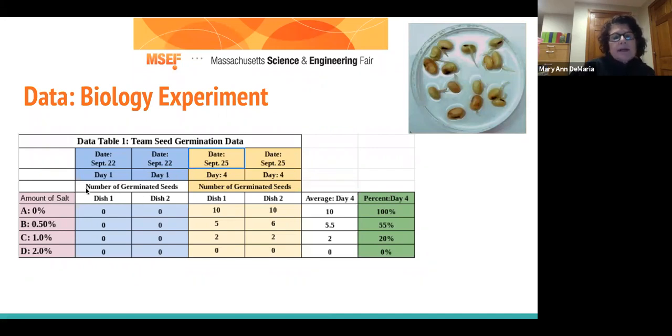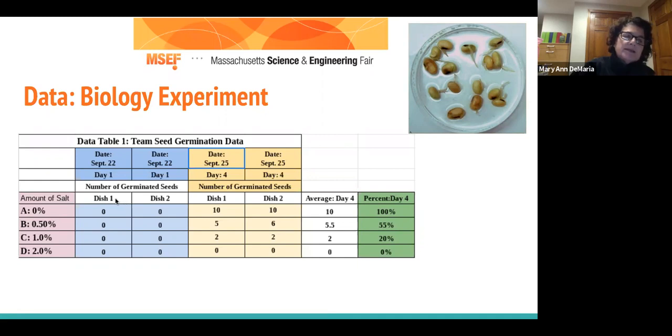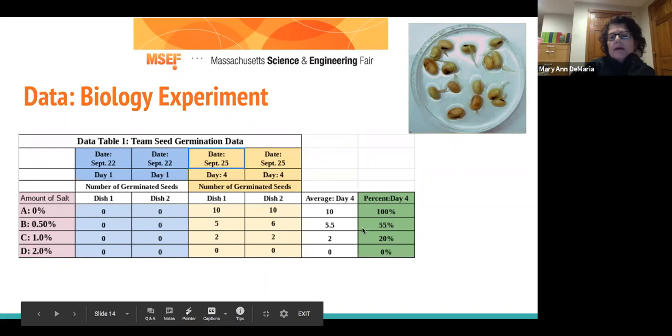So we put in our seeds, and then we had 0 seeds germinating, and we did it in duplicate, dish 1, dish 2. And then we looked at how many seeds were germinated by day 4. And they had 10 in each of the dishes, and then 5 and 6, and then 2 and 2, and 0, 0. And we ended up taking an average and then calculating the percentage of seeds that germinated. So in the end, this is what we graphed.